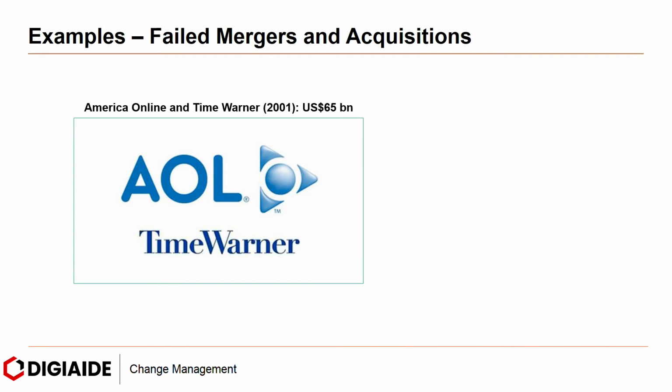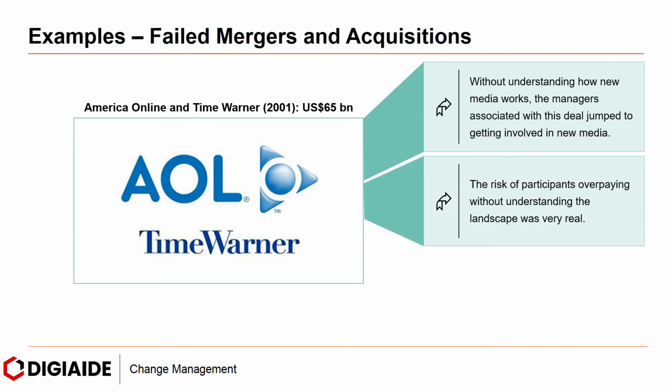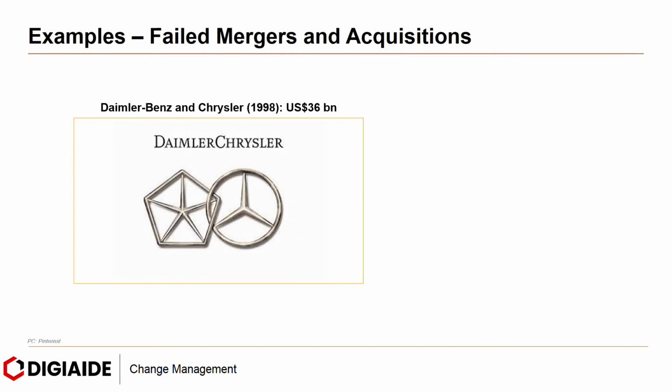Next, America Online and Time Warner. Without understanding how new media works, the managers associated with this deal jumped to getting involved in new media. The risk of participants overpaying without understanding the landscape was very real. A loss of $99 billion was reported the year following the deal, which was the biggest ever annual net loss announced.